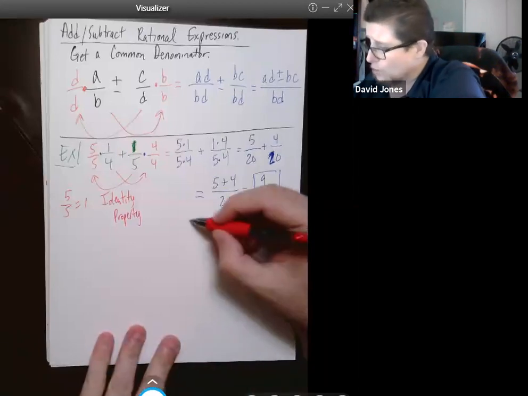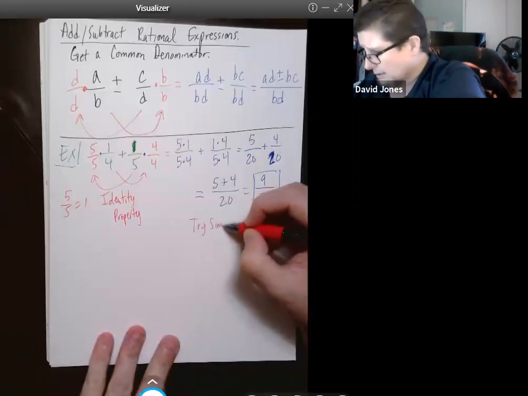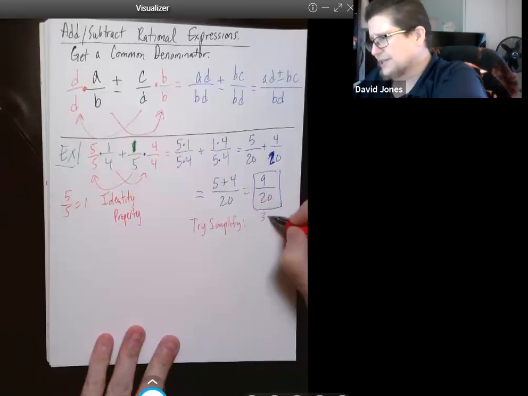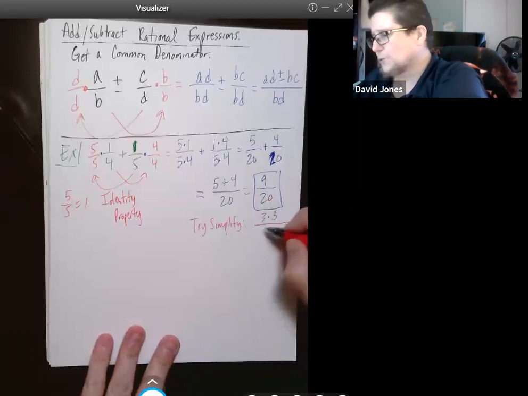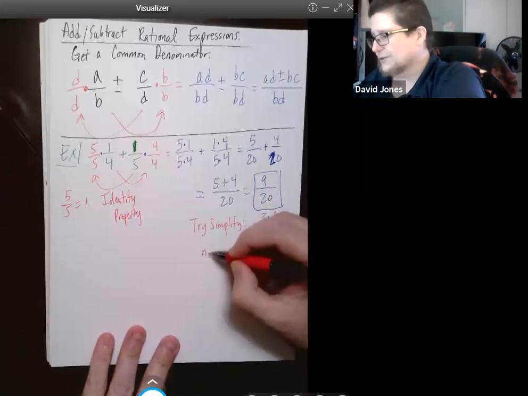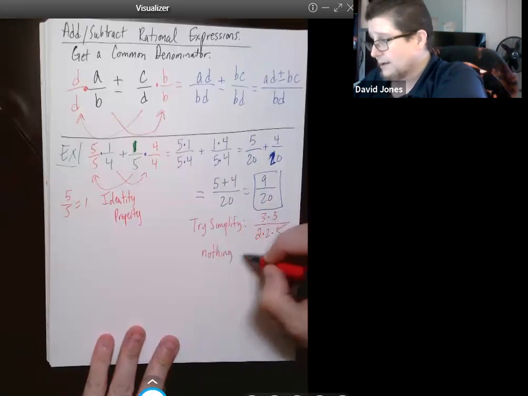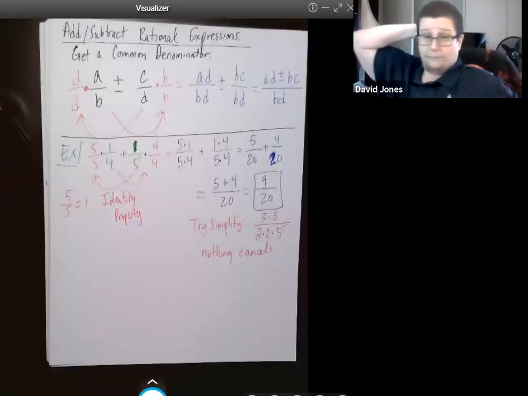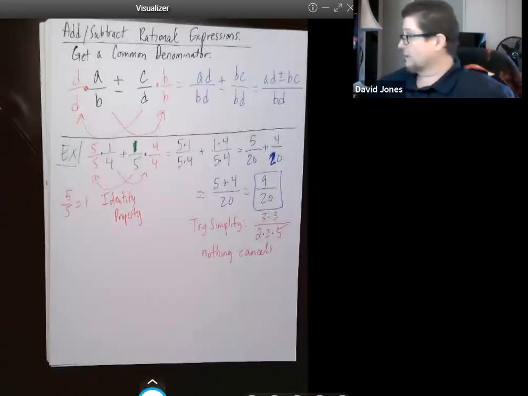You should try simplifying. 9 is 3 times 3, and 20 is 4 times 5, which is 2 times 2 times 5. Nothing cancels. So 9 over 20 is as simple as it gets. Okay.